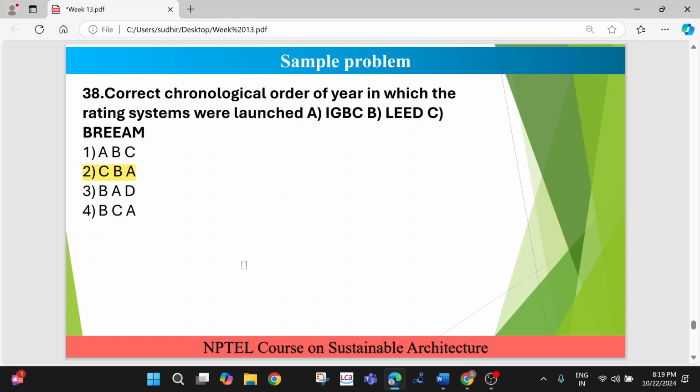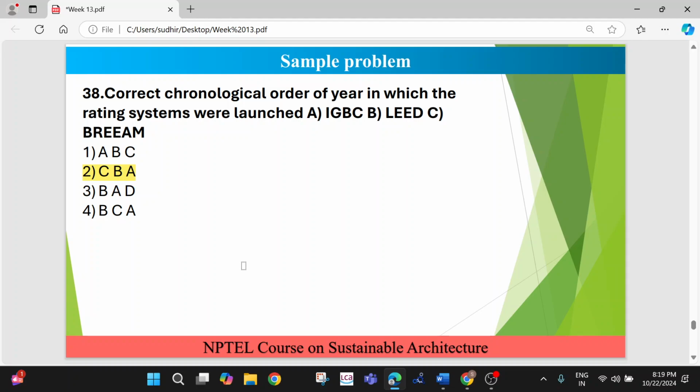First of all, it is BREEAM, the oldest green building rating system, which was developed in the UK in the year 1988. And the second one is the LEED, which is developed by the US Green Building Council, and it came into existence after BREEAM in the year 1998. And the last one is IGBC, the Indian Green Building Council, which was introduced in the year 2001, few years after LEED. So CBA option 2 will be the right answer for this question.